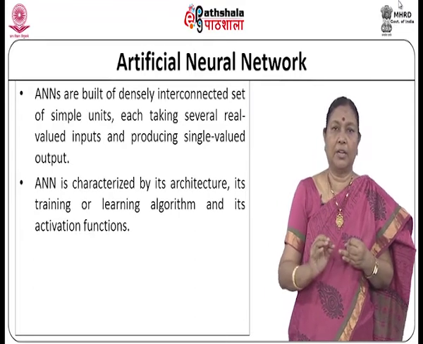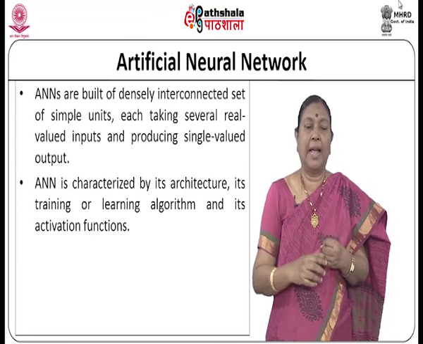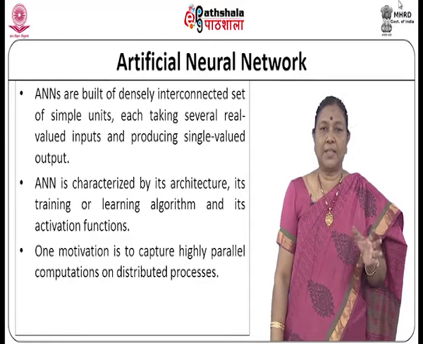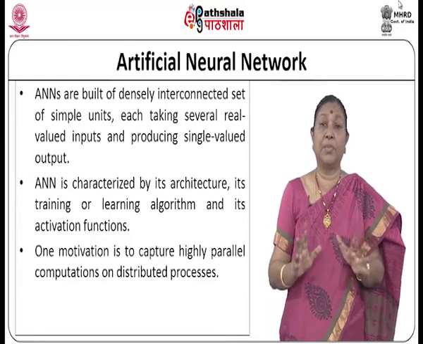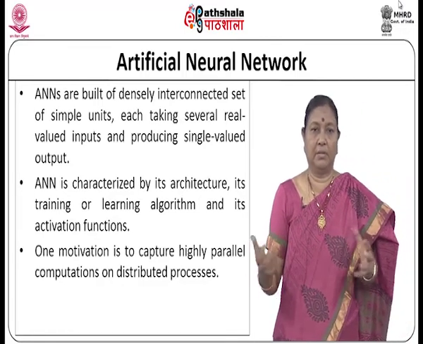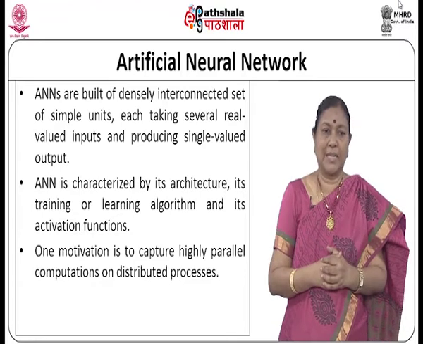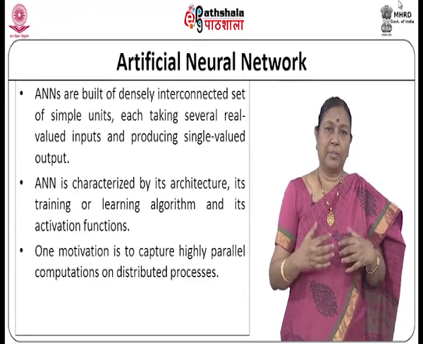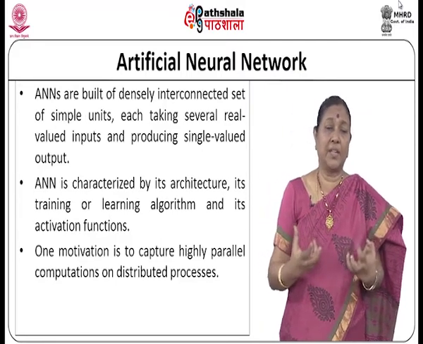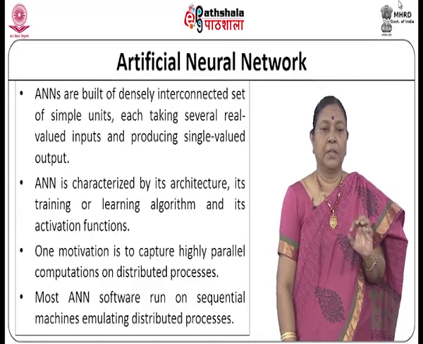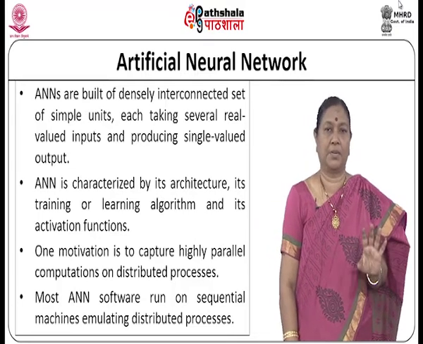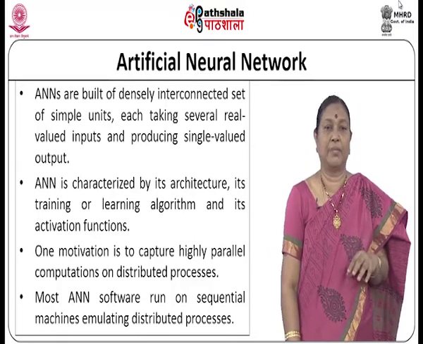Its training or learning algorithm, what is the algorithm you are going to use to train it, and its activation function. Again, we will discuss this further as we go along. One motivation is to capture highly parallel computation on distributed processes. This was the time when distributed processing had just come into the forefront of computer science, and one motivation of why artificial neural networks gained importance is because they were able to capture that highly parallel computation. Most ANN software runs on sequential machines, but they try to emulate distributed processes. That was the case at that point of time when it started off.